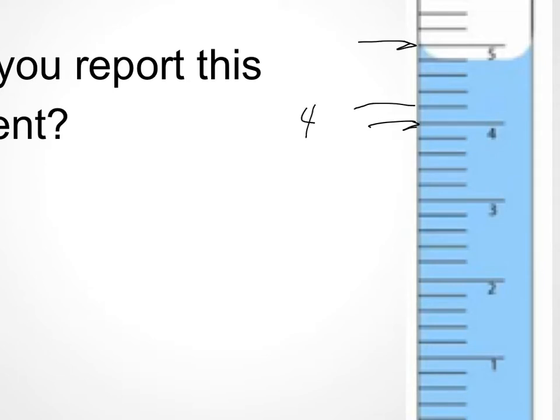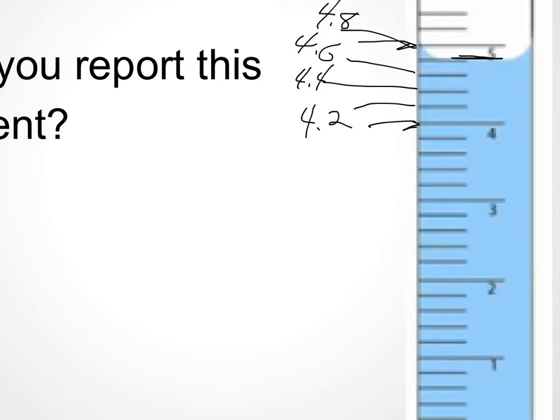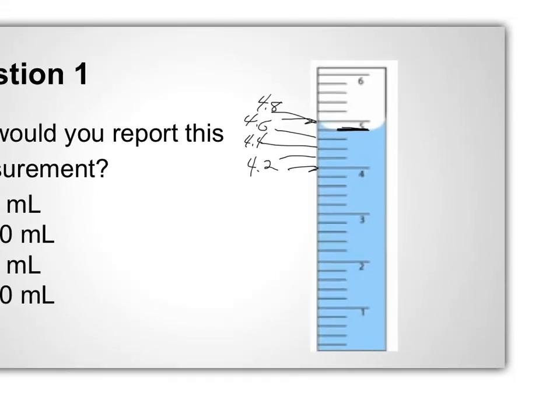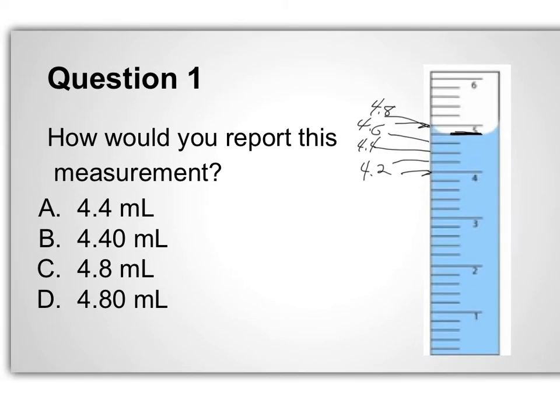So this would be 4.2, 4.4, 4.6, and up here 4.8. And it looks like the water is right on the line that is 4.8. So if you look at the choices, we can cross out 4.4 and 4.40 because it's not at the 4.4 line, it's at the 4.8 line.